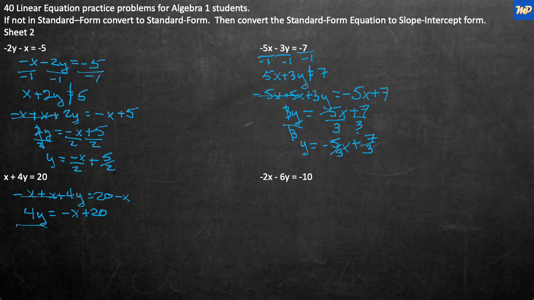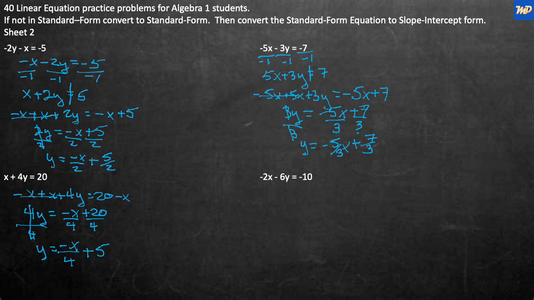I'm going to divide all sides by 4, divide by 4, and divide by 4. When I do that, these 4's cancel. I end up with y equals negative x over 4 plus 5, because 4 goes into 20 five times.